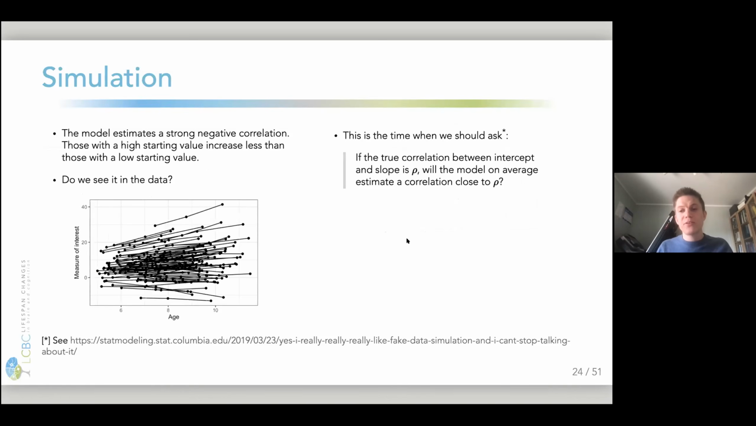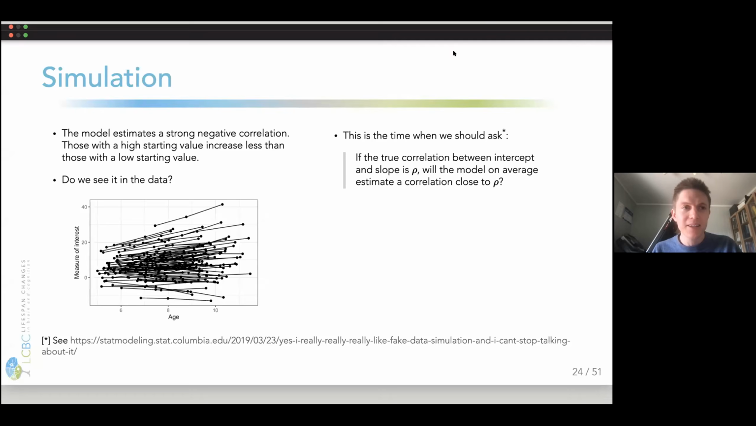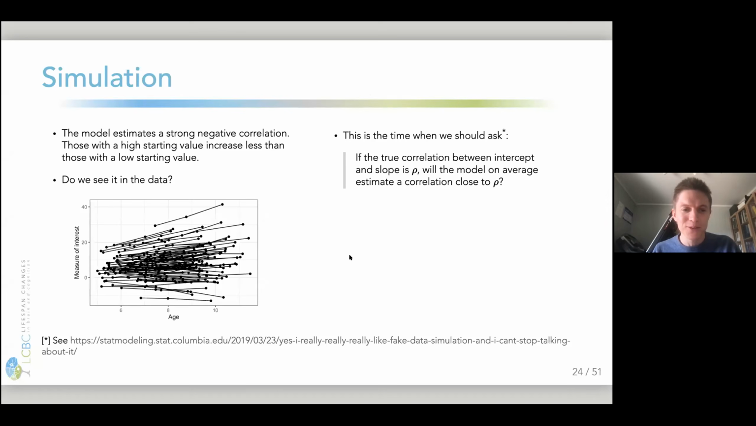So when a model returns something nonsensical like this, that's a very good time to do fake data simulations. Or in other words, we could ask, if I knew what the actual correlation was, would my model return the correct estimate? This should be a really important part of everyone's toolbox.